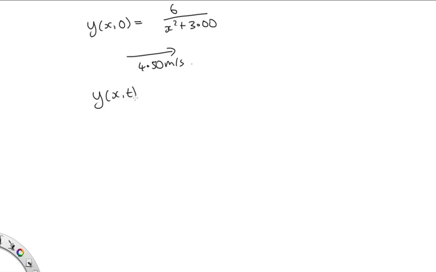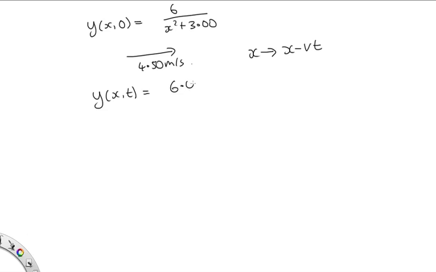Okay, so we're told at time naught, y of x and time naught is equal to 6 over x squared plus 3.00. And we're told it's travelling to the right with a speed of 4.50 meters per second, and we're asked what its wave function is. Well, y of x and t, what we need to do is replace this x with x minus vt. The minus comes about because it's travelling to the right in the positive direction.